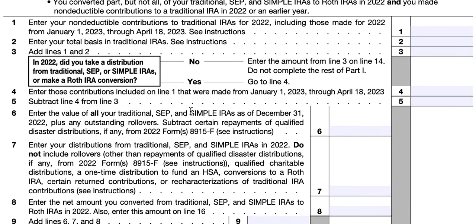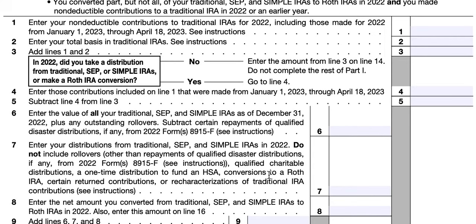In line 7, you'll enter the distributions from your traditional, SEP, or SIMPLE IRAs in the tax year. Do not include rollovers. Do not include qualified charitable distributions, also known as QCDs. Do not include any distribution to fund an HSA, Roth conversions, or recharacterizations. In line 8, enter the net amount that you converted from a traditional, SEP, or SIMPLE IRA into a Roth IRA in the tax year.